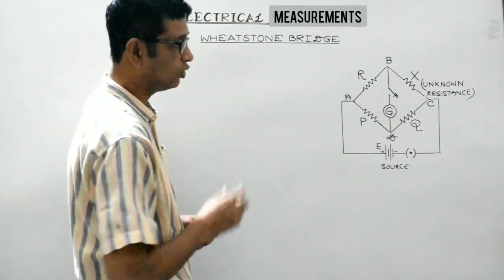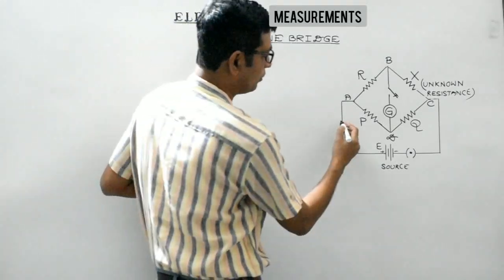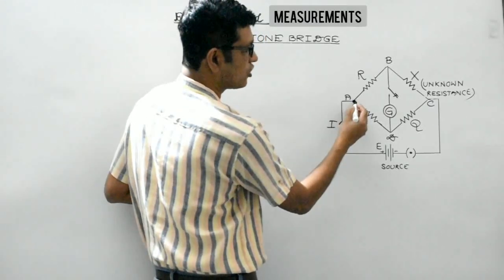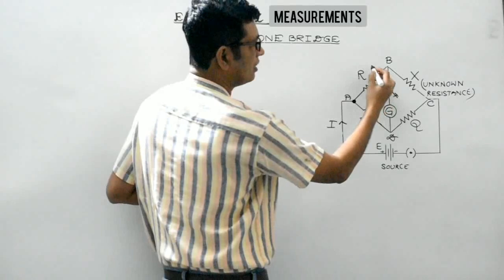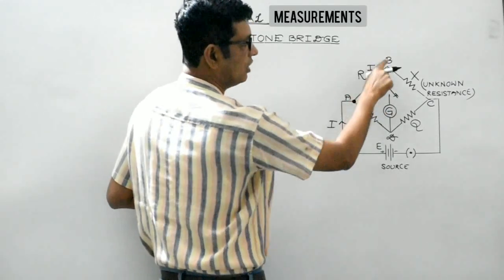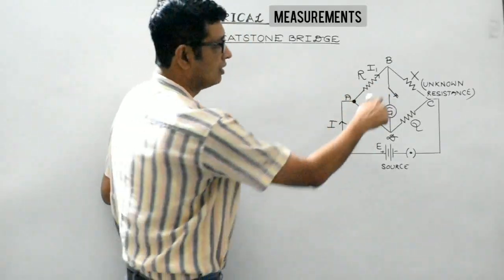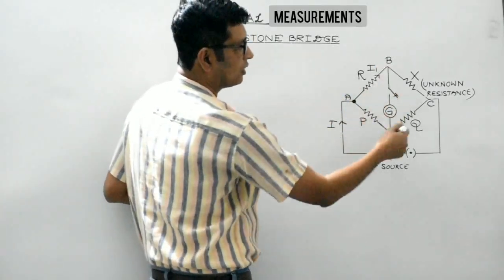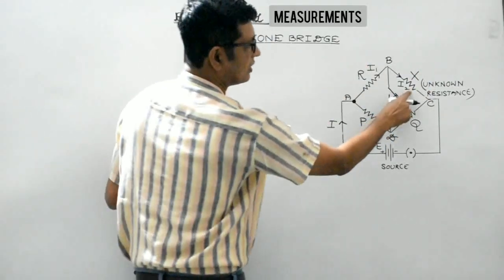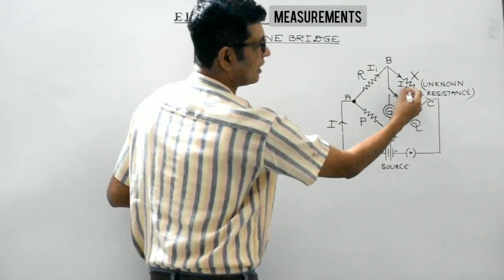So let's try to distribute the current in the circuit. Suppose the net current is I. This point will act as a junction. Let us consider I1 is the current flowing through this branch. So if the key is open over here, no current will flow through it. So the same current will flow through the resistance X as well.